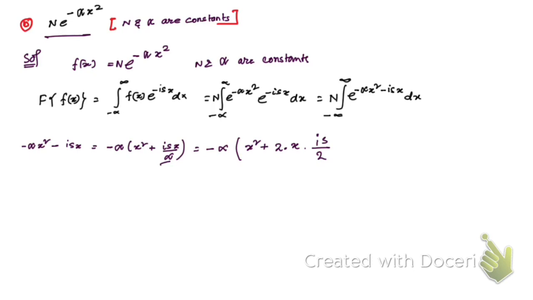Then we have alpha here, so that should be alpha, and this should be considered as b. So we can have plus is by 2 alpha whole square. Let me use a curl bracket. This term was not present here, so we are going to eliminate it again. So minus is by 2 alpha whole square.